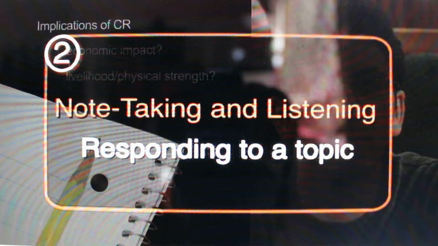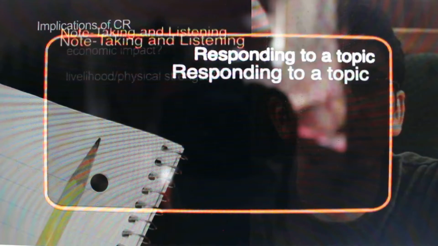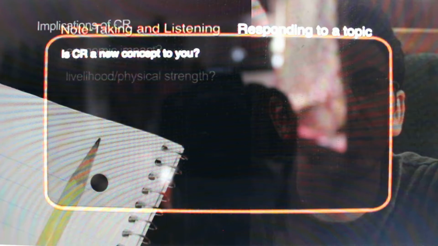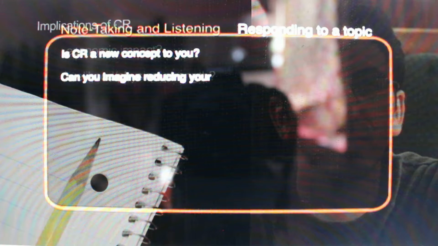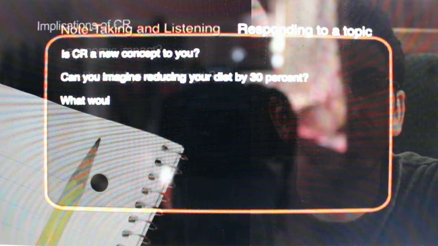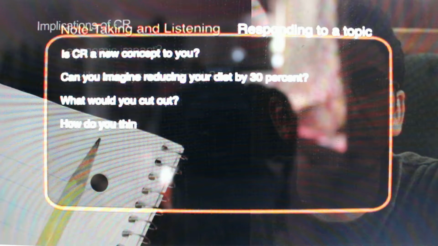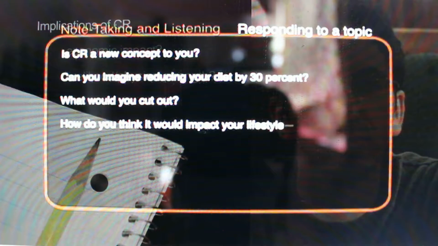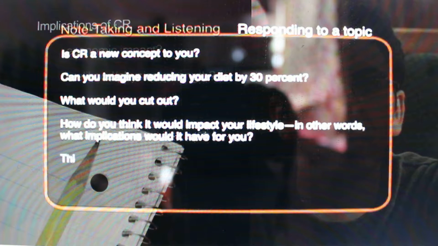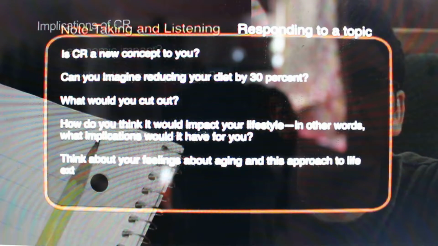Note-taking and listening. Responding to a topic. Is CR a new concept to you? Can you imagine reducing your diet by 30%? What would you cut out? How do you think it would impact your lifestyle? In other words, what implications would it have for you? Think about your feelings about aging and this approach to life extension. It's fun to take a concept from a lecture and explore it further, and exploring it further can help you remember the concept better.